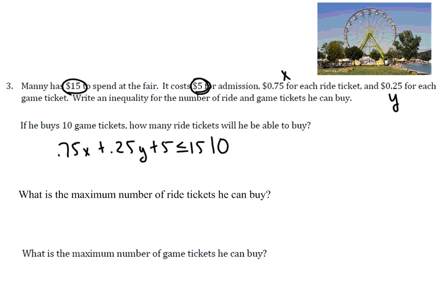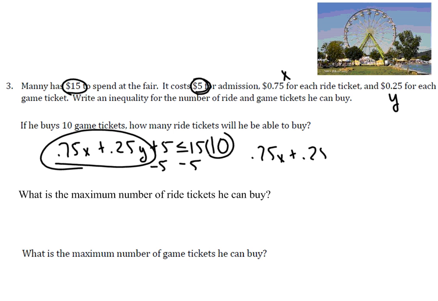It's less than because he can't spend more than 15 bucks. That's all the money he has. He can't spend more than that. So if I just subtract 5 quick, I'm left with this less than or equal to 10. So if I want to rewrite that, I'm going to make it look like that.